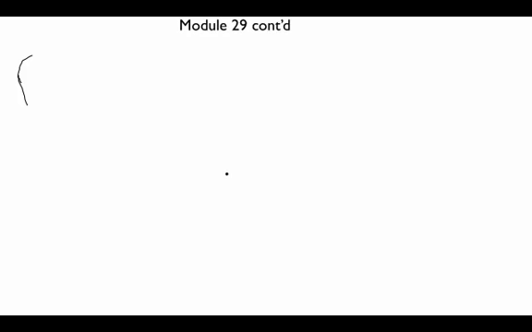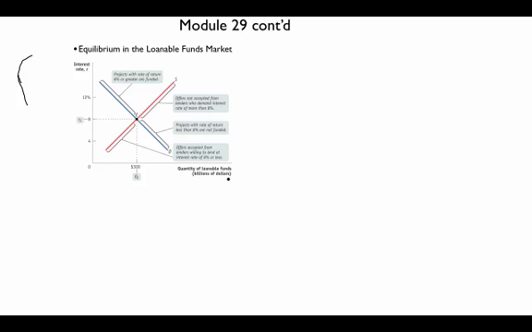And continuing on 29, need to understand equilibrium in the loanable funds market. So what happens in each of these quadrants? That's the way I presented it in the module, two nights ago. What happens if you're operating in this quadrant, this one, or this one? And we can talk about that more tomorrow if we need to.